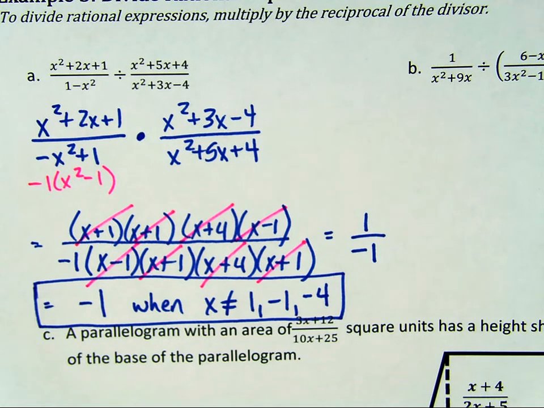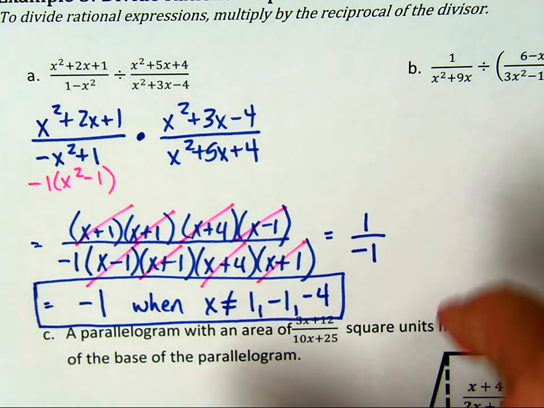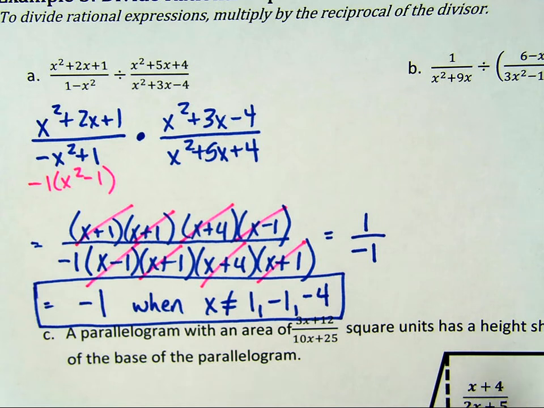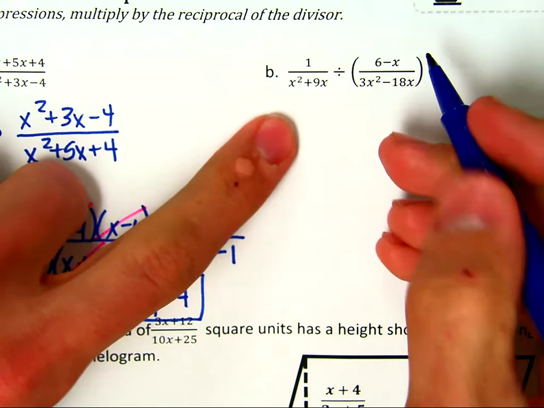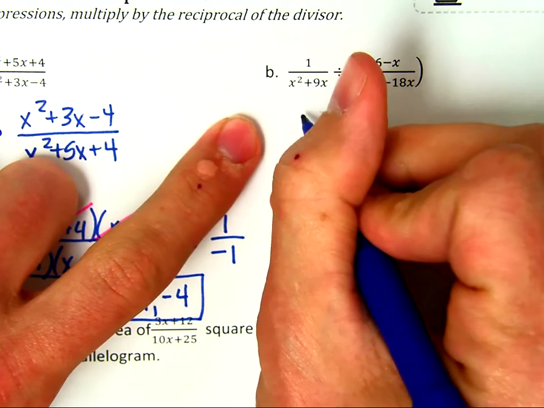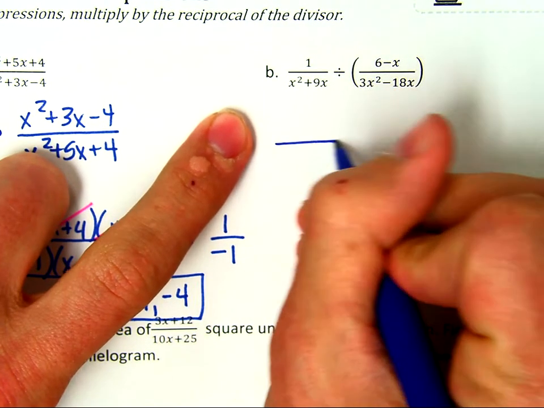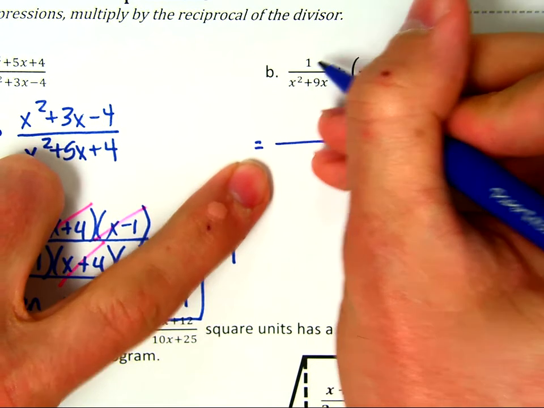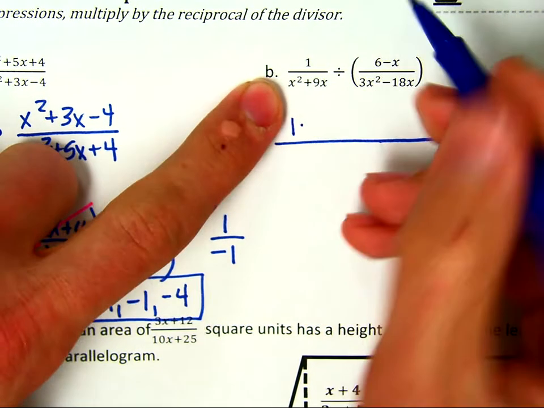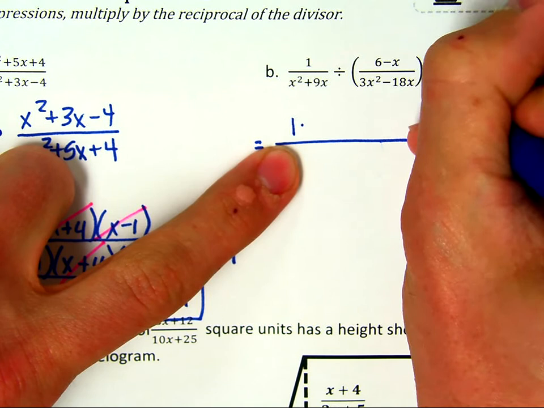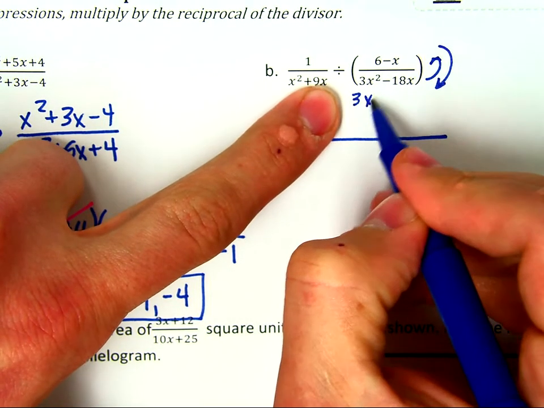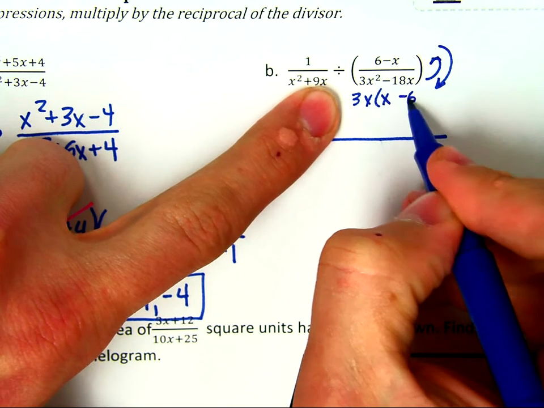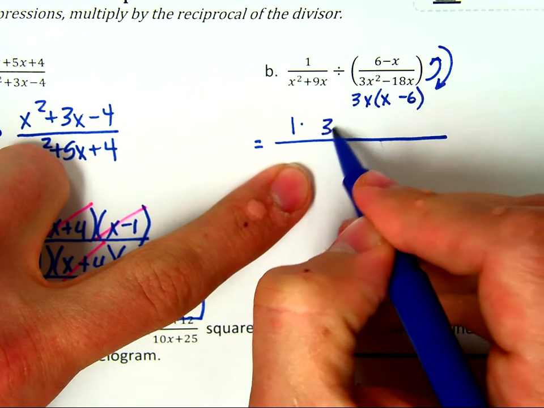All right. Let's take a look at, we're going to do both B and C, and then you guys can work some on your own. So for B, we're dividing. As I work this out, I'm going to go ahead and factor it. So the numerator, I only have 1. Remember we're flipping this. So in the numerator, this right here is going to be my numerator, 3x times x minus 6.